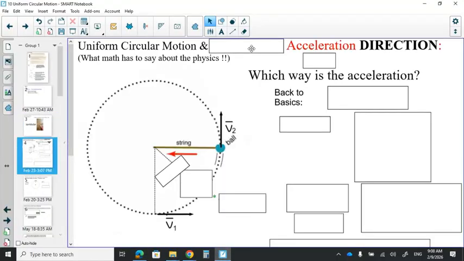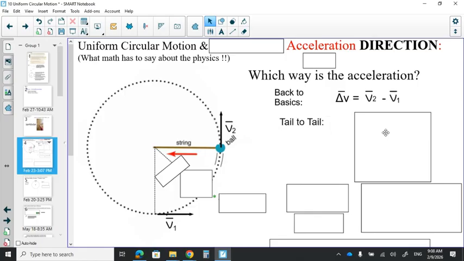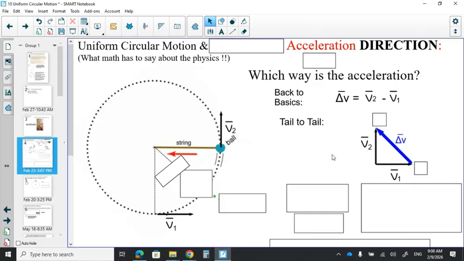With uniform circular motion, we're going to look at which way acceleration is as a first thing to start out with. It's a back to basics approach, where we just look at delta v. We want acceleration. Acceleration is delta v over delta t, right? So going back to basics, delta v equals v2 minus v1, and that would involve a tail-to-tail vector diagram to help represent the vector subtraction to get delta v and help us get the direction of acceleration. In this scenario, this is your initial and that's your final, so you can tell that's the direction of delta v.